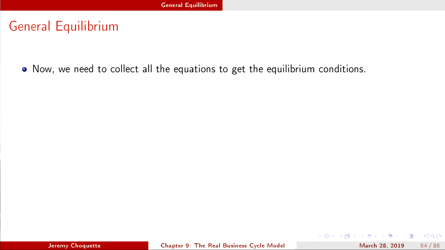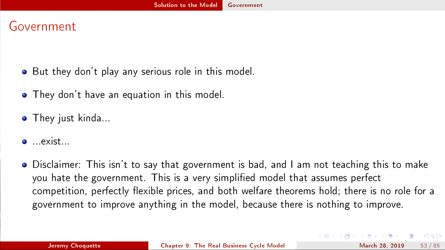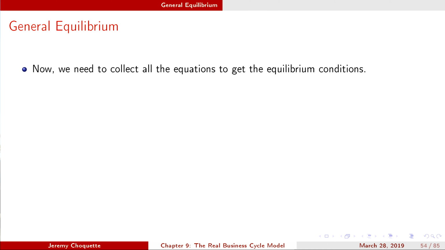Now, as a short disclaimer, this doesn't say that government is bad. And I'm not teaching this to make you hate the government. This is just a very simplified model that assumes perfect competition, perfectly flexible prices, and that both welfare theorems hold. There's no role for a government to improve anything in the model because there's literally nothing to improve. Everything is at its absolute best possible scenario, its best possible equilibrium. There's no way to improve the equilibrium in this model by introducing a third party to do any sort of redistribution, spending, etc.